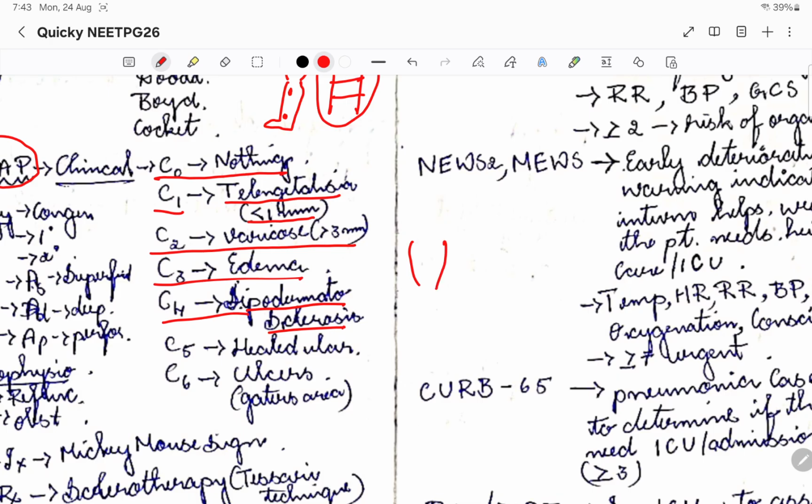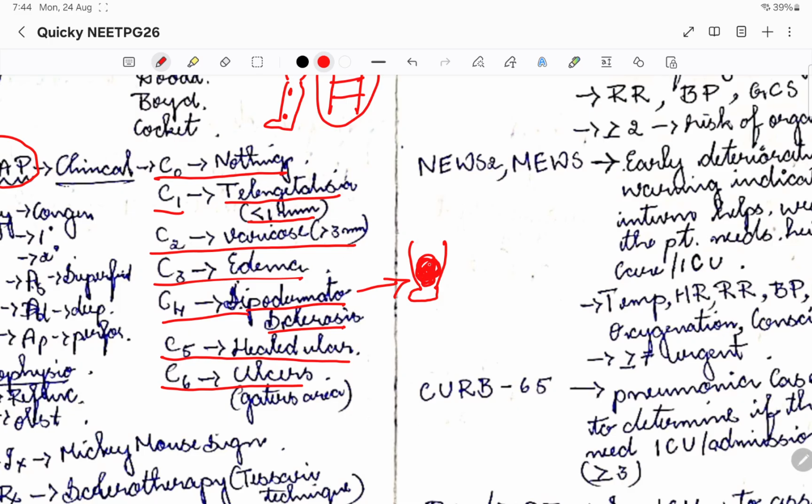For example, this is the foot region, so here we get to see all this early eczema and all, right? So this discoloration is known as lipodermatosclerosis, which is C4. Okay, then coming to C5, it is healed ulcer, whereas C6 is active ulcer. Okay, so if it is an active ulcer, we are going to give C6.